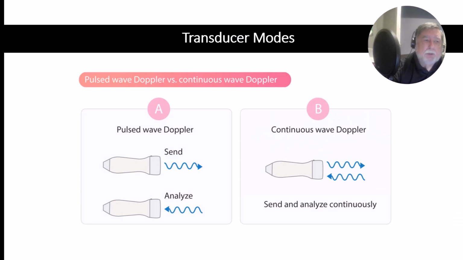There are two different modes for the Doppler: pulsed wave and continuous wave. With a pulse wave, we're sending signals and then waiting for the signal to return to analyze.